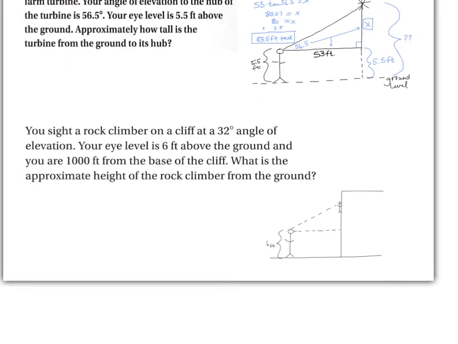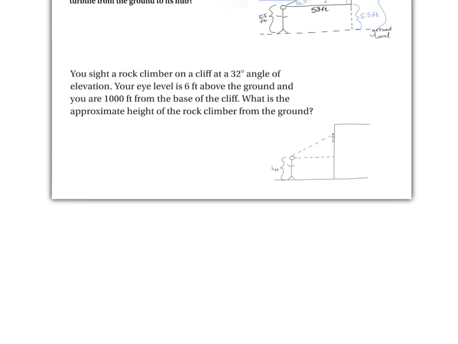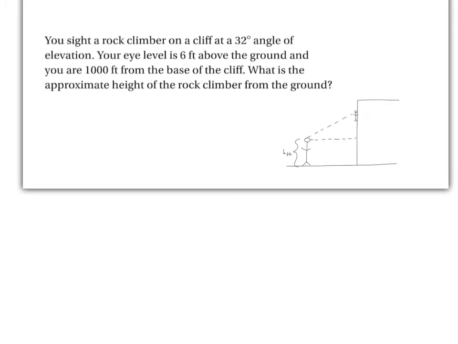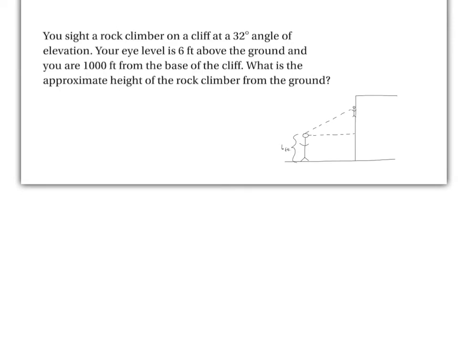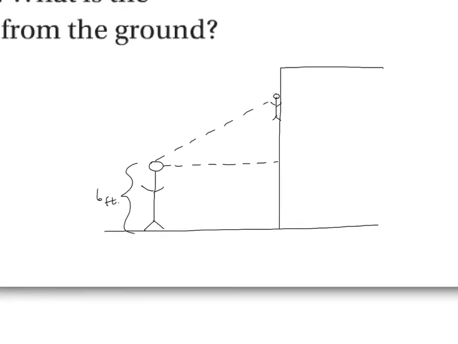Okay, second question. It says, you sight a rock climber on a cliff at a 32-degree angle of elevation. Your eye level is 6 feet above the ground, and you are 1,000 feet from the base of the cliff. What is the approximate height of the rock climber from the ground? And you'll notice again, you've got another one of my beautiful sketches.